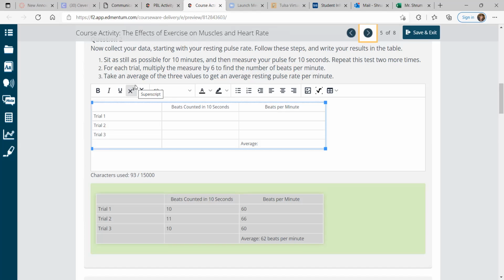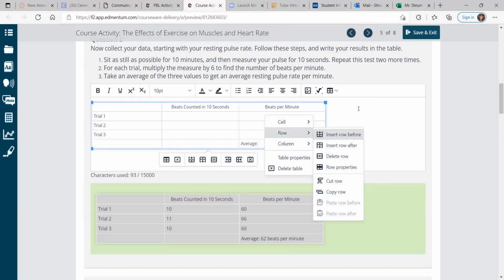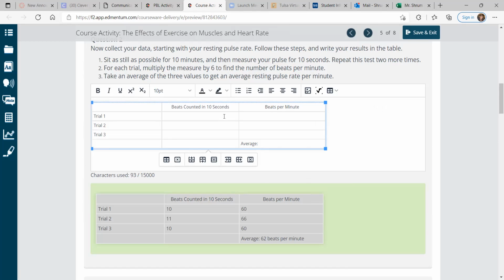And then take the average of the 3 values. So let's say I got 10 beats in 10 seconds, multiply that by 6, 60 beats per minute. So you have 60, 61, 59, something like that. Then you would add those up, and then you would divide by 3. So 61 plus 60 plus 59, add it all up, divide by 3, and you get an average of 60 beats per minute.